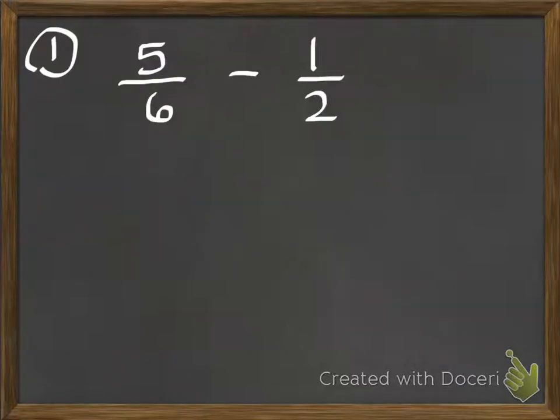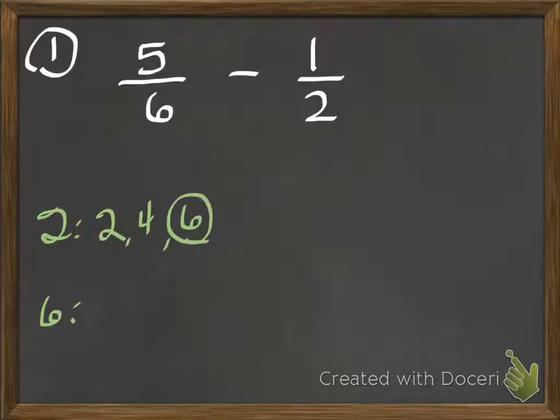Okay, let's try a few together. So first we have 5/6 minus 1/2. I need to find a common denominator because the denominators on the bottom are different for both 6 and 2. So I need to find a common denominator. The multiples of 2 are 2, 4, 6. Oh, 6. That's a multiple of 6 as well, of course. So 6 is going to be my new denominator.